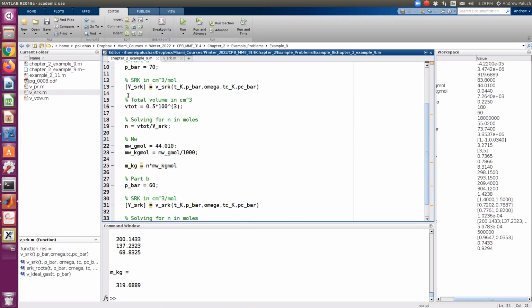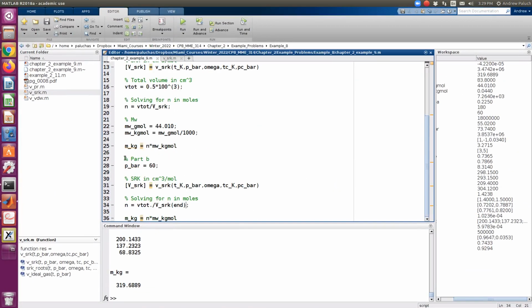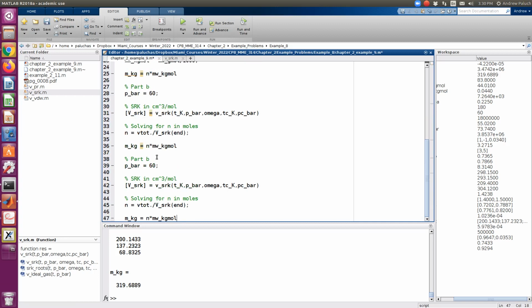Okay, so I have a pressure of 50 bars, and in this case, it's going to be a vapor. So all I'm going to do here is copy what I had for part B. And now this is going to be part C. And we have 50 bars. Let me comment out these last two lines for now, because let's see if we get more than one V first before we go picking one. Yeah, we get more than one V.